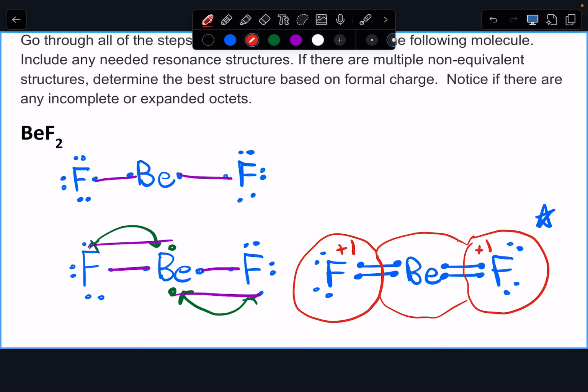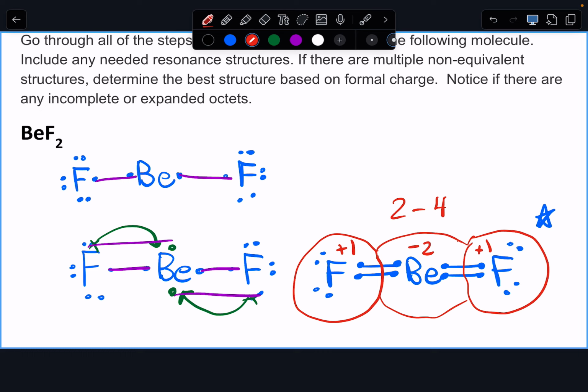Okay. Beryllium came in with 2. Now it has 4. That's actually -2. And this should make sense because when we drew the structure, we gave an electron from fluorine to beryllium. So fluorine lost an electron, beryllium gained 1 from each fluorine, okay? You could calculate that, though, without knowing that that's how we drew the structure, right?